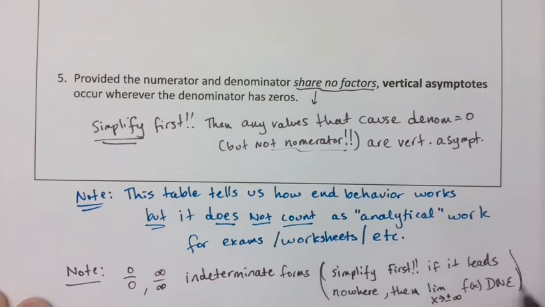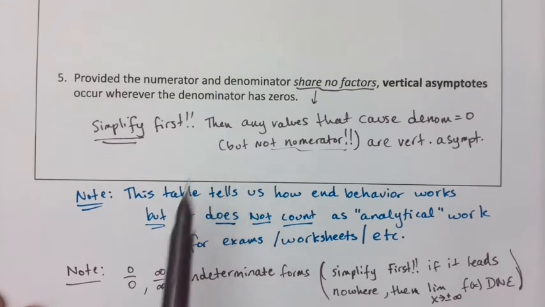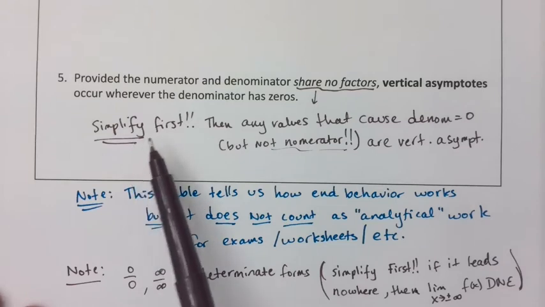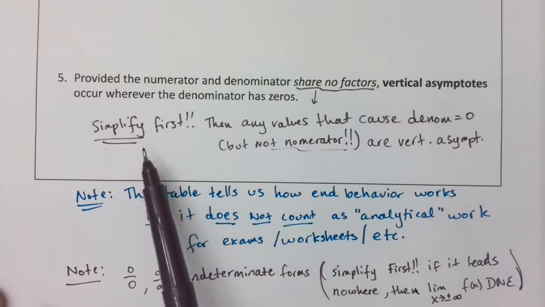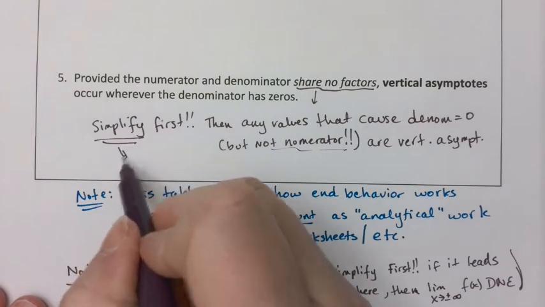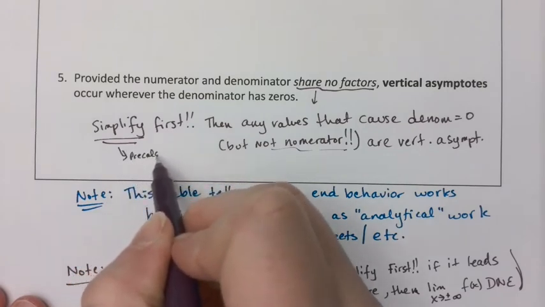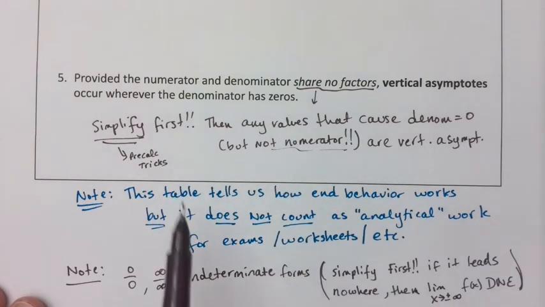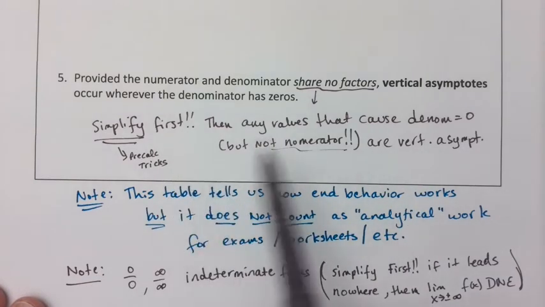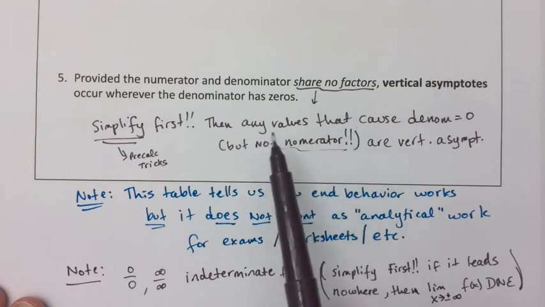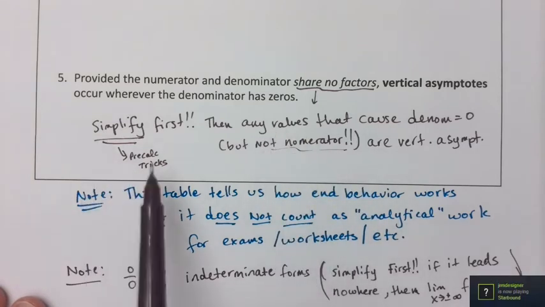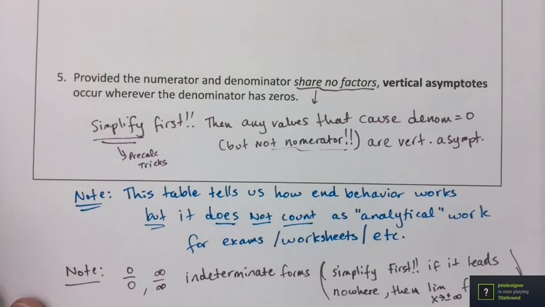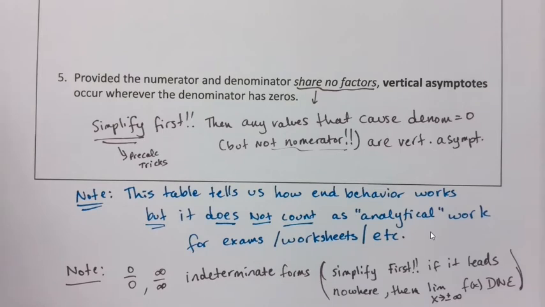Right? So if you have an indeterminate form, well, first of all, let's back up. You first simplify, right? Factor, cancel, use your tricks of the trade, all the pre-calculus tricks that you know. Quite frankly, most of the time it's just factoring and canceling. But if you use all that and can't get anything good out of it, you simplify first, pre-calc tricks, and then any values that would cause the denominator to be equal to 0, but not the numerator, are vertical asymptotes.